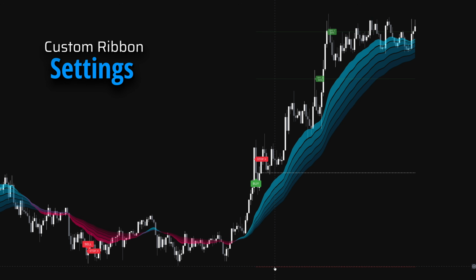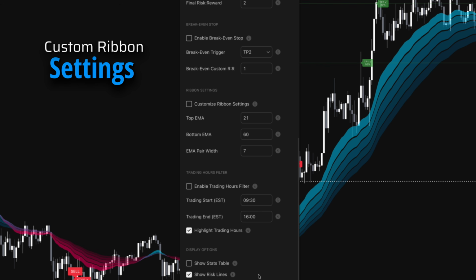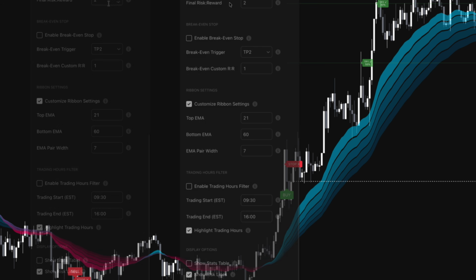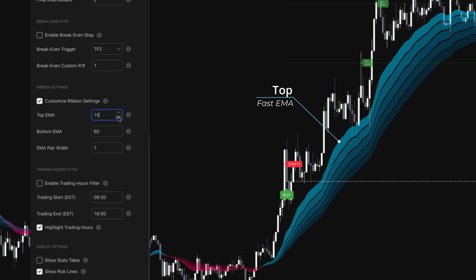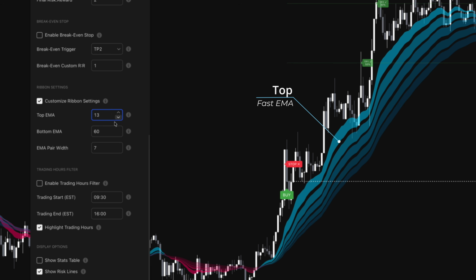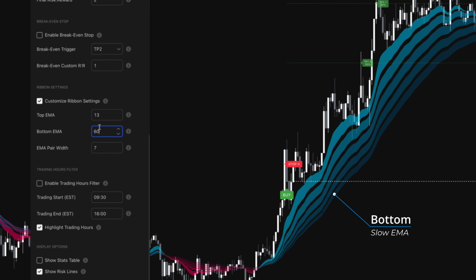Lite locks the ribbon configuration. Pro unlocks it for traders who want to experiment. Enable custom settings and you can adjust 3 parameters. Top EMA controls the fastest moving average. Lower numbers make it more responsive. Bottom EMA sets the slowest. Higher numbers smooth out the trend definition.